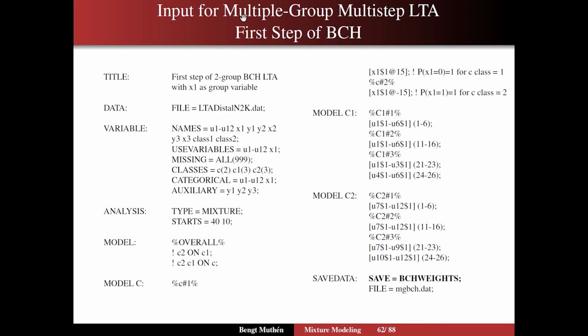Slide 62, we turn to multiple group, multi-step LTA. So we do multi-step now instead of regular LTA. So here's the first step of BCH. Same data set, and we have 3 latent class variables as before, and we want to save the distal outcomes for a second step analysis. And you do not have C on C or C2 on C, C2 C1 on C. Those are both commented out. And here we define the perfect indicator, and here we have the measurement invariance. And since we want to do BCH, we save BCH weights.